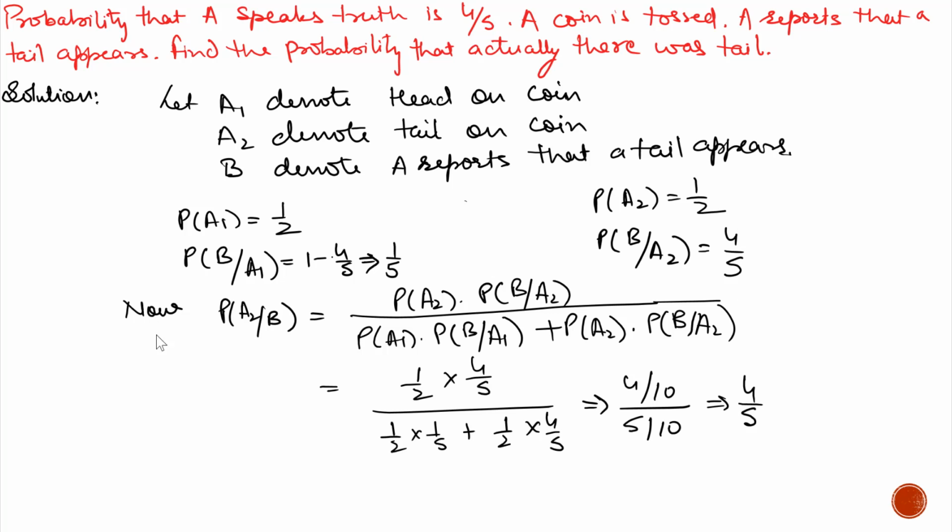Now we want to find out the probability of tail when we already report tail. So we want to find out the probability of A2 by B, which is probability of A2 into probability of B by A2 divided by probability of A1 into probability of B by A1 plus probability of A2 into probability of B by A2. And by putting the value of probability of A1, probability of A2, probability of B by A1, probability of B by A2, and after simplification we'll get the answer 4 by 5.